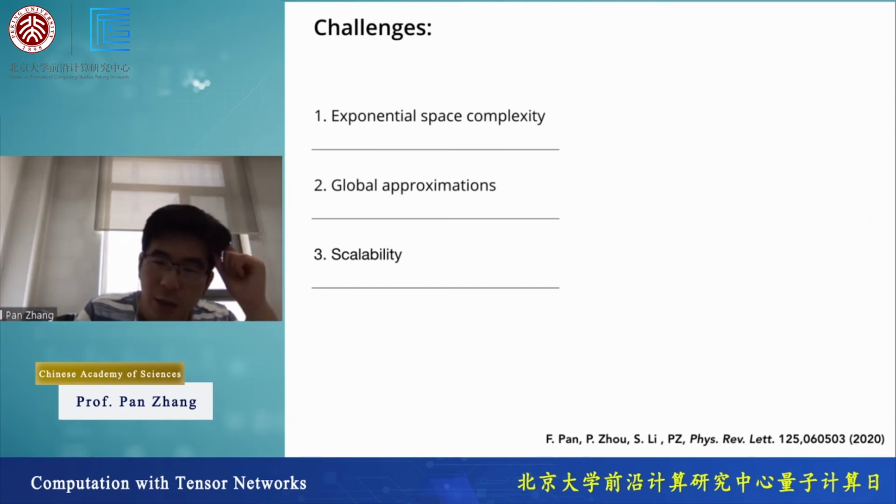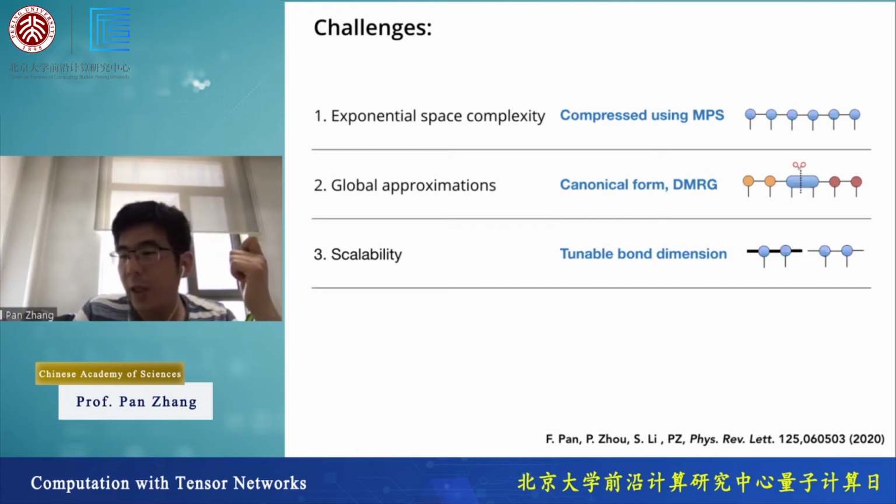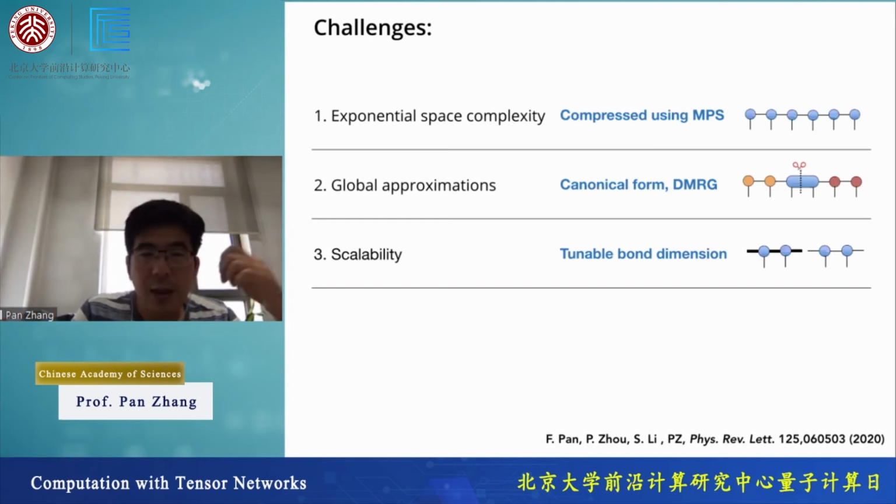So in this work, we propose to solve these challenges using matrix product states. First of all, we propose to compress every tensor that we encounter during the contraction process using matrix product states. And secondly, when applying approximations, we use DMRG basically in the scope of the whole MPS. So the approximation is in the scope of the whole MPS rather than local tensors. So it should work better than just doing some local approximations.